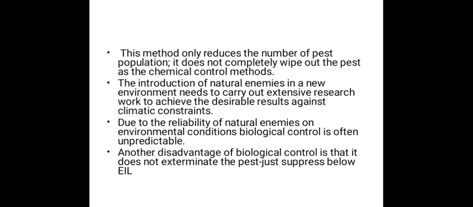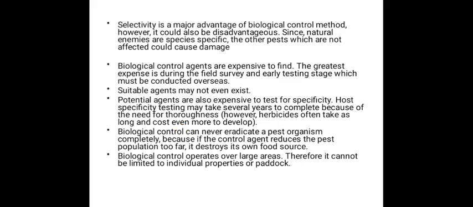Due to the reliance of natural enemies on environmental conditions, biological control is often unpredictable. Another disadvantage of biological control is that it does not exterminate the pest, it just suppresses it below damaging levels. Selectivity is a major advantage of the biological control method. However, it could also be a disadvantage since natural enemies are specific. The other pests which are not affected would cause damage.